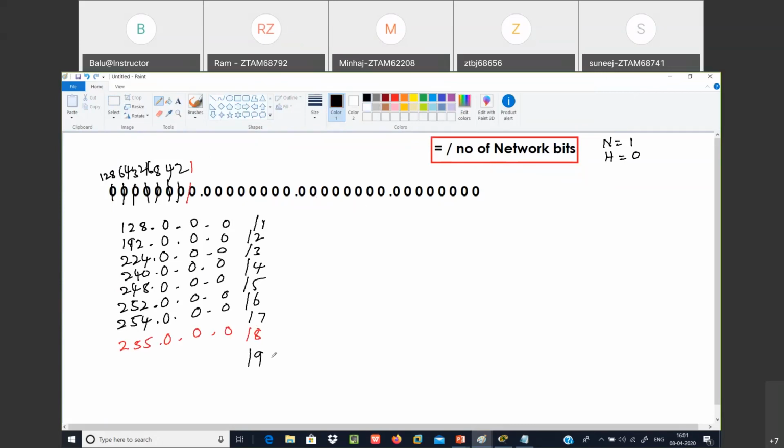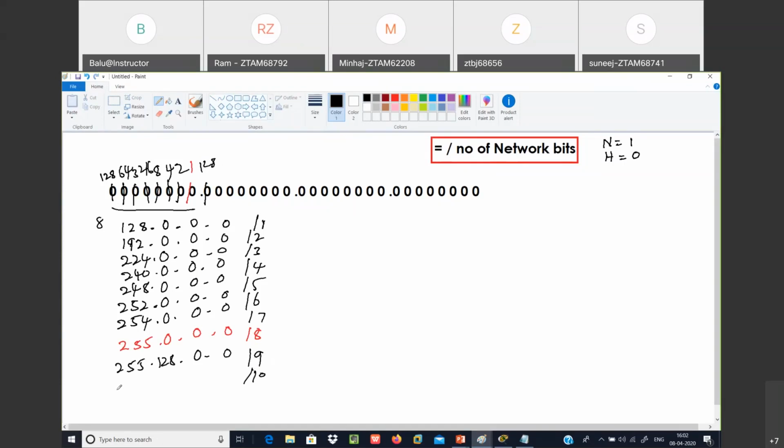Is /9 valid? /9 means 9 network bits. The first octet's 8 bits are already there, so I need one more bit. Let's convert one more bit: 128. So 255.128.0.0 is a /9.